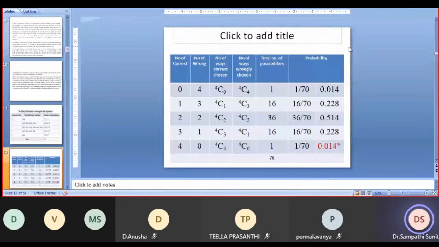So tomorrow you'll be showing us the implementation of the design of experiment by using the design software. By using the design of experiment, the Design Expert software. Yes, sir.